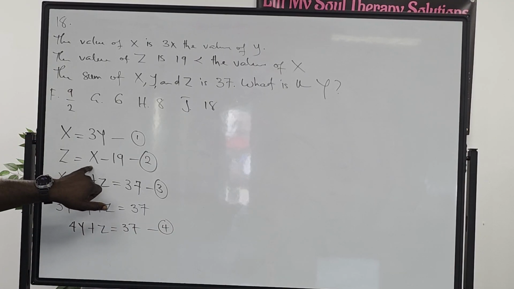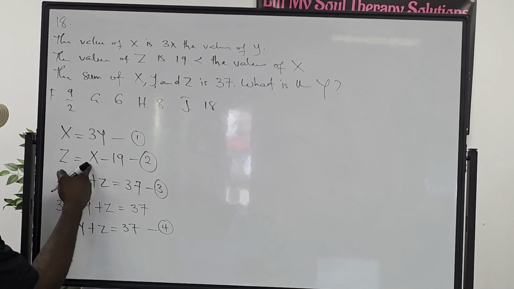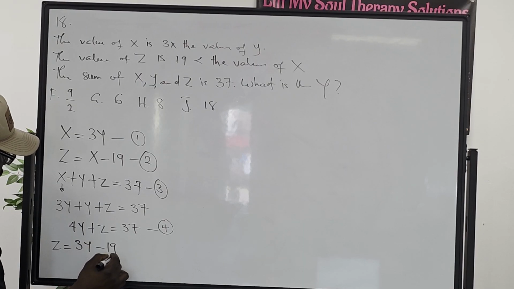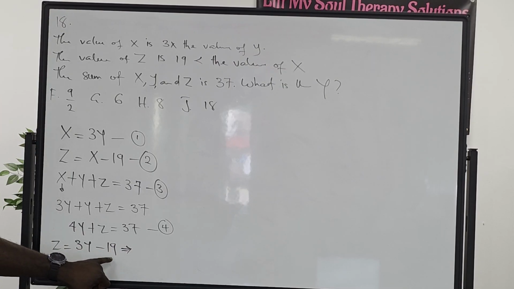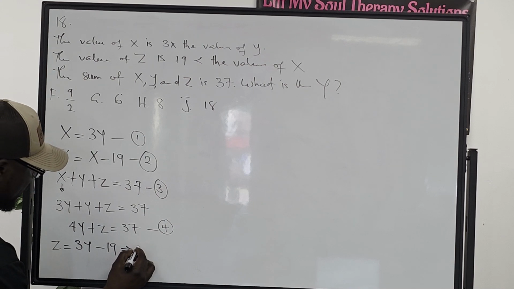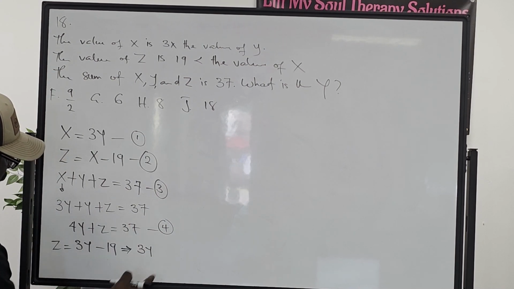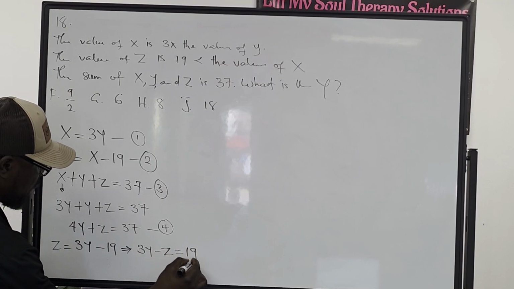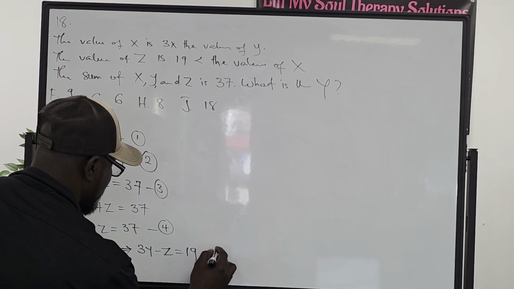I can do the same thing for this one. So z is equal to, instead of x, I'm going to put 3y minus 19. So now I can take the like terms, so that I have z standing alone, take this to that side and bring this to this side. It's going to give me 3y minus z is equal to 19. So I have equation 5.